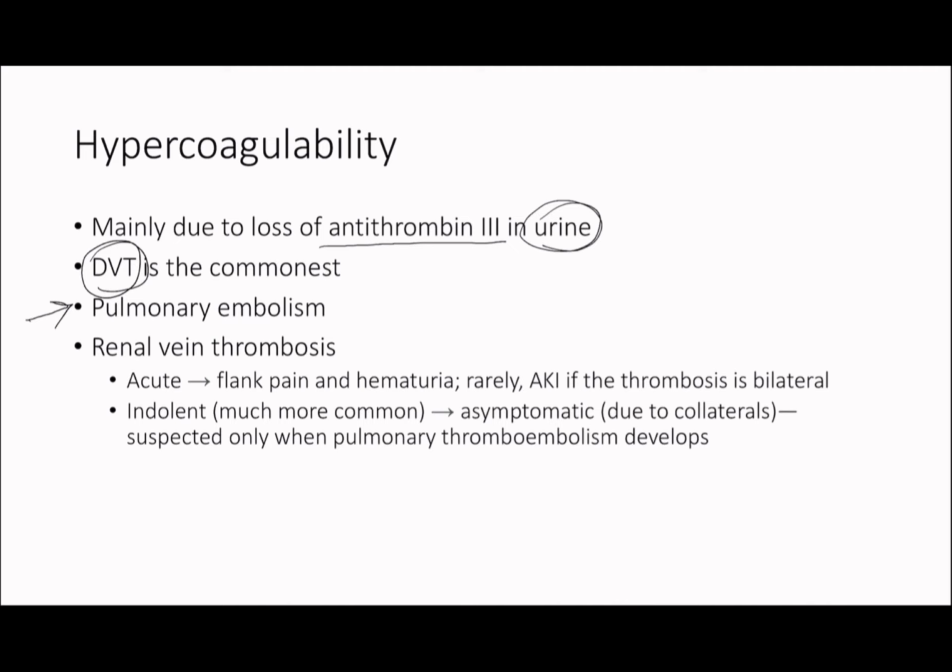A thrombus may also form in the renal vein. When acute, this may present with flank pain and hematuria. If the thrombosis is bilateral, affecting both renal veins, this may lead to an acute kidney injury. More commonly, the thrombus forms gradually. This allows time to form collaterals, and that's why such patients are asymptomatic. Such cases are usually only suspected when the thrombus embolizes to the lungs, so these patients may present with a pulmonary embolus.